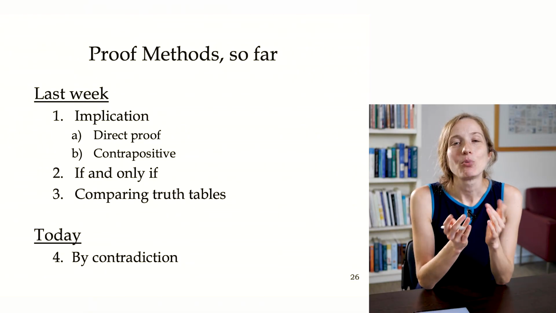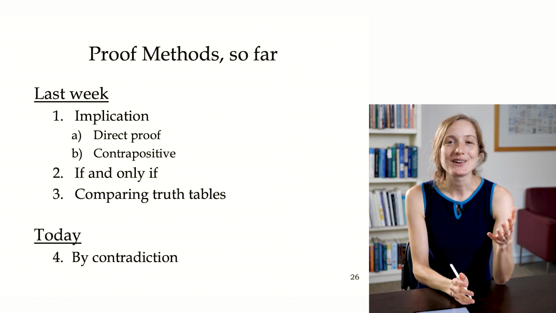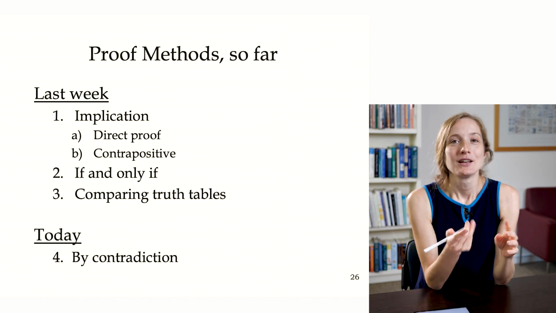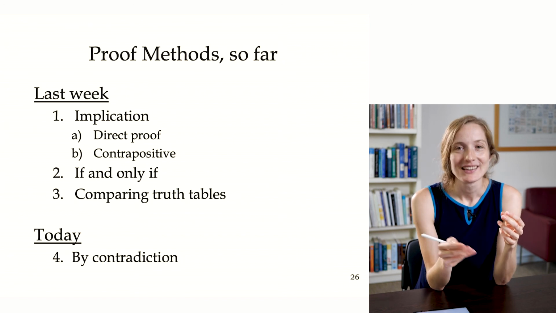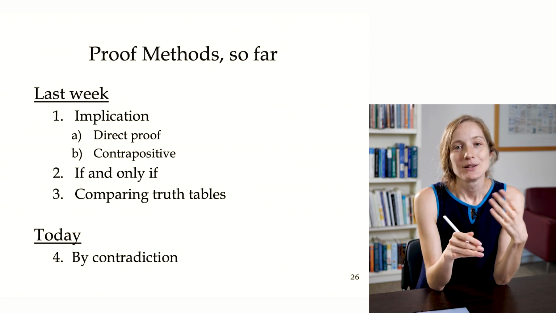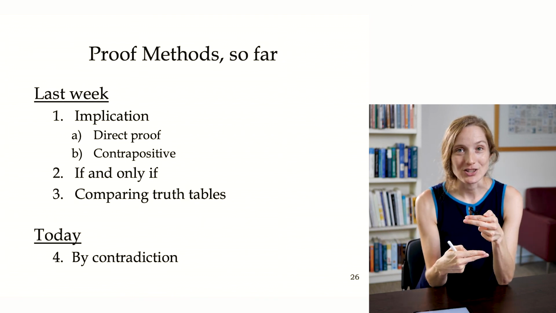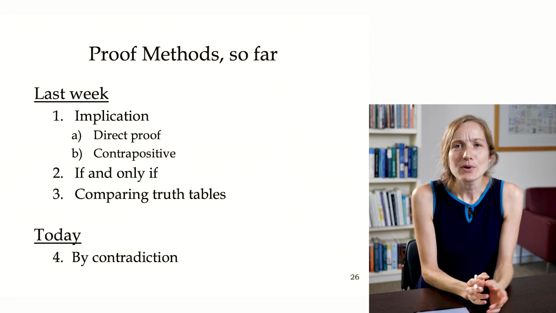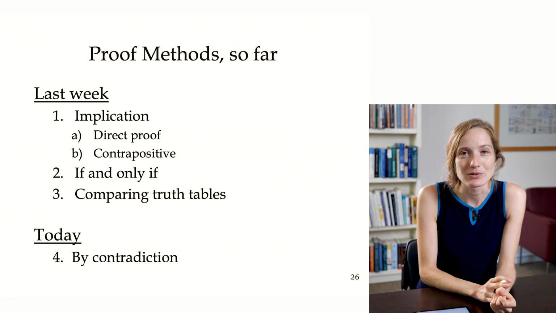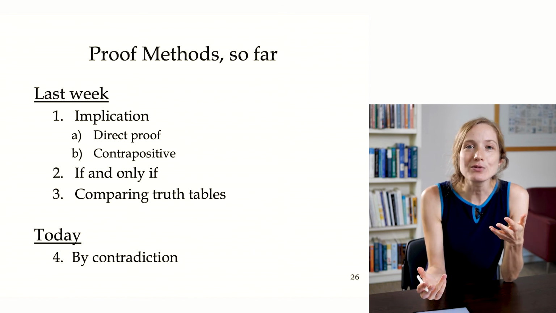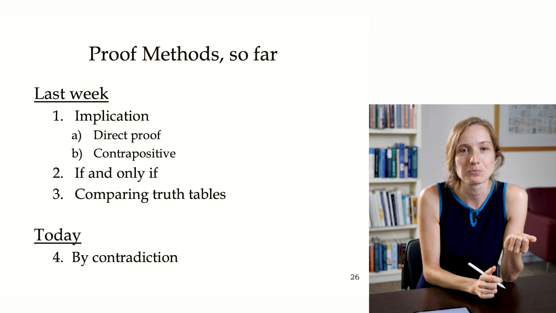So, summing up, what are the proof methods that we've seen so far? From last week, we saw a couple different approaches. First of all, for proving implication, there is the just do it and the contrapositive. For proving if and only if, we saw a useful method for proving each direction separately. And we also saw some cases where you can prove a statement by comparing truth tables. For example, suppose you need to prove that two propositions are logically equivalent. You can show that they have the same truth table.